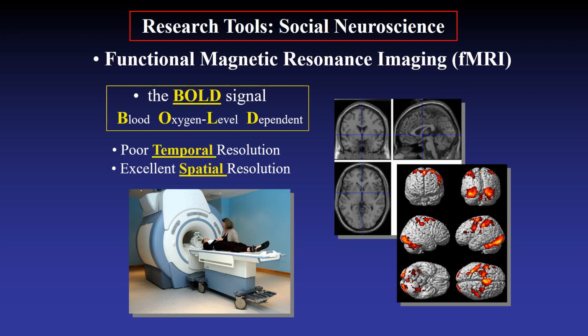So EEG has excellent temporal resolution but poor spatial. fMRI has poor temporal but excellent spatial. Just the opposite of each other. Therefore, they're kind of complementary tools. And sometimes the tools get used together, although most people, for very technical reasons, don't use them together. They use them separately, typically.